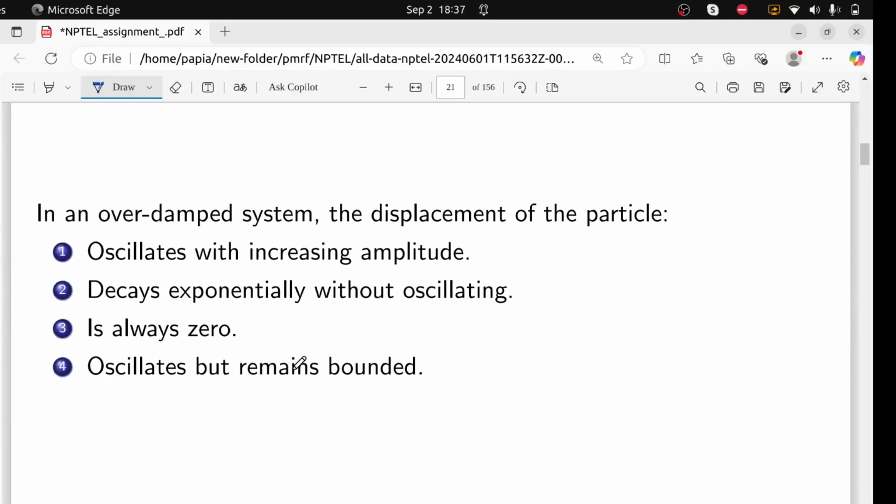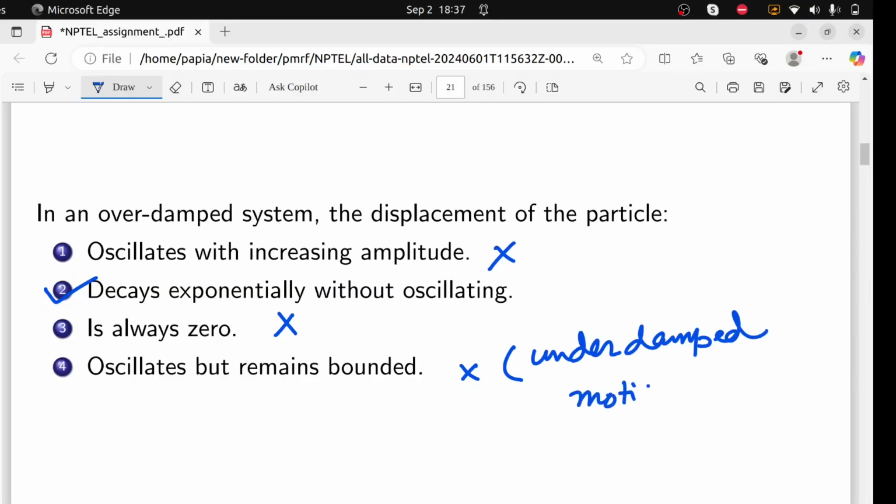So now, the displacement of that particle oscillates with increasing amplitude. No, it is not correct. It decays exponentially without oscillation, this is the correct one. Is always zero, that is also not correct. Oscillates but remains bounded, no, this is the case for underdamped motion. We will talk about that one later. That oscillates but remains bounded within some value, but this is not the case for overdamped. For the overdamped case, we will have only the decays exponentially without oscillating.